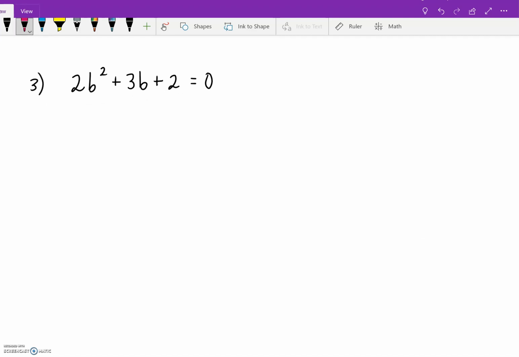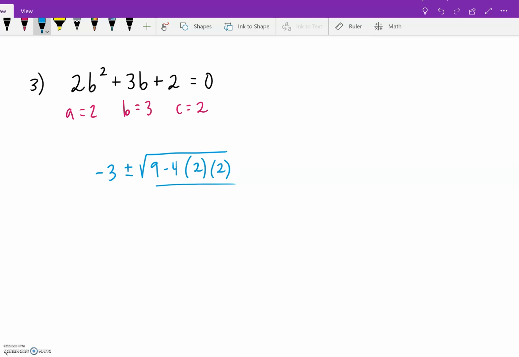Just for good measure, our a term is 2, b is 3, and c is 2. I'm going to plug this into the quadratic formula. So you have negative b, -3, plus or minus the square root of b squared, so 9, minus 4 times our a value, which is 2, times c, which is also 2, all over 2 times that a value, which is also 2. All right, I'm going to take this one step at a time.